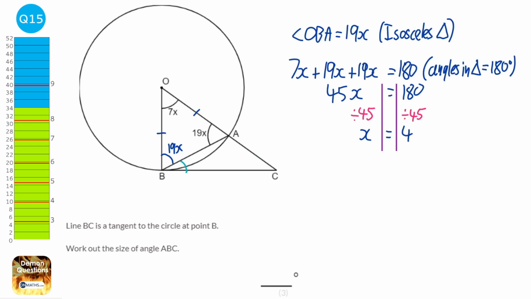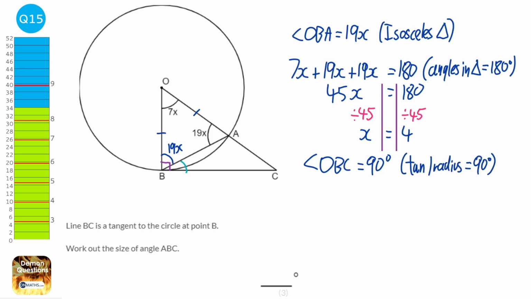So we know that this, let's just pick a different colour, this angle here is 90 degrees. So we can write that down. So angle OBC equals 90 degrees, because it's the angle between a tangent and a radius. Again, make sure you write all the reasons in full.